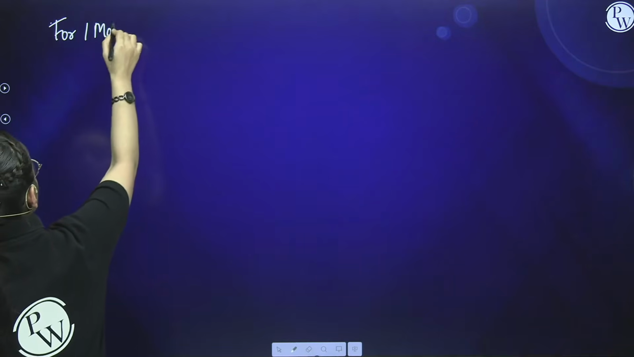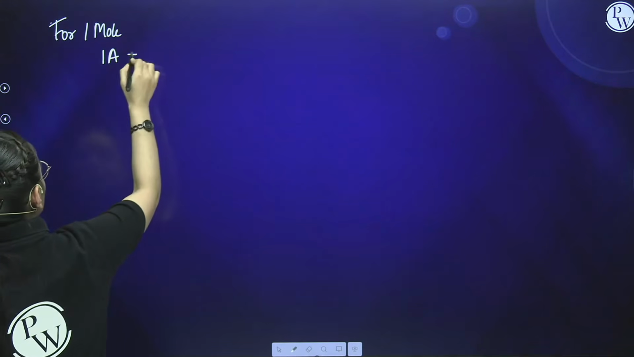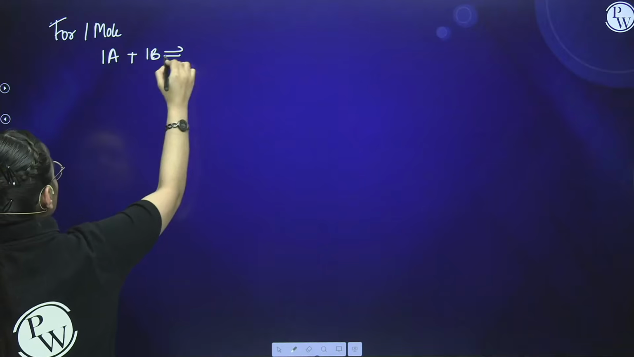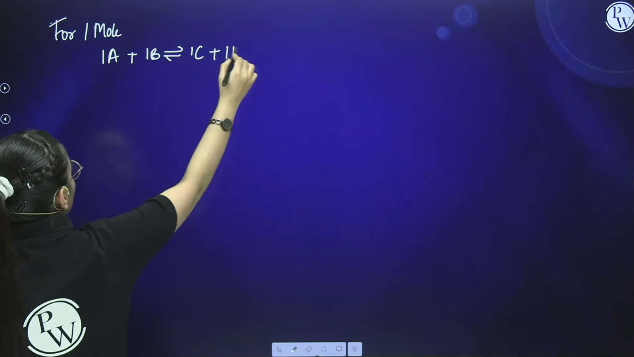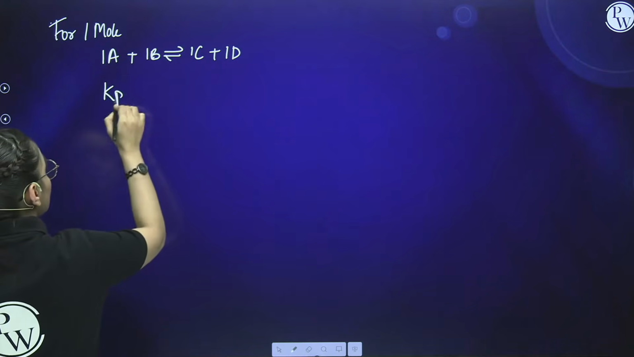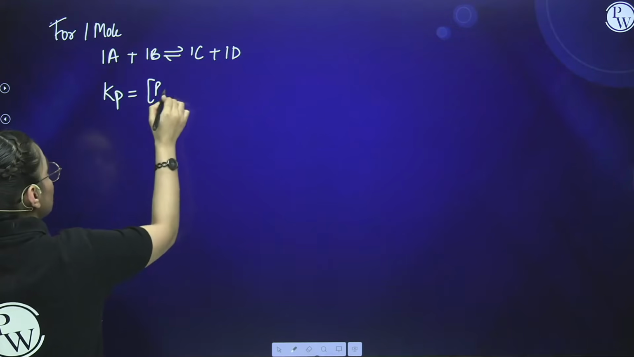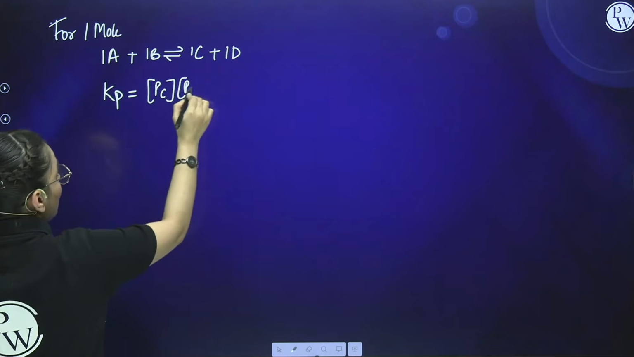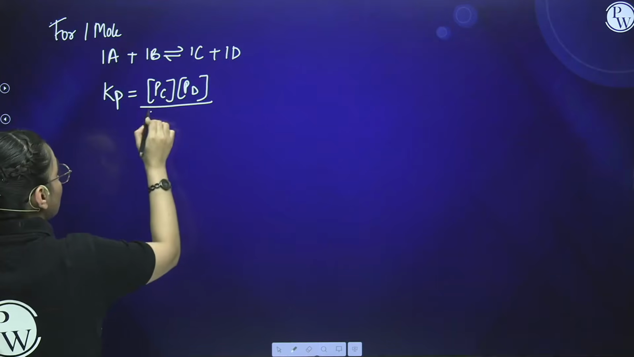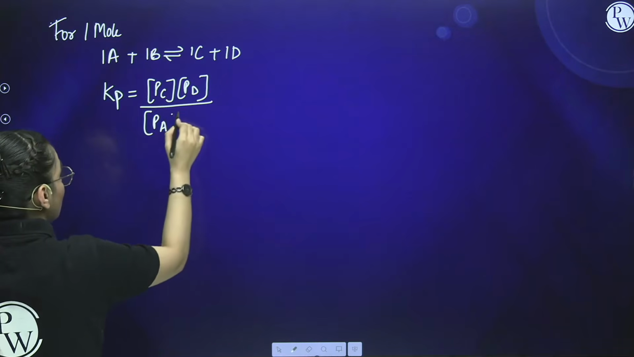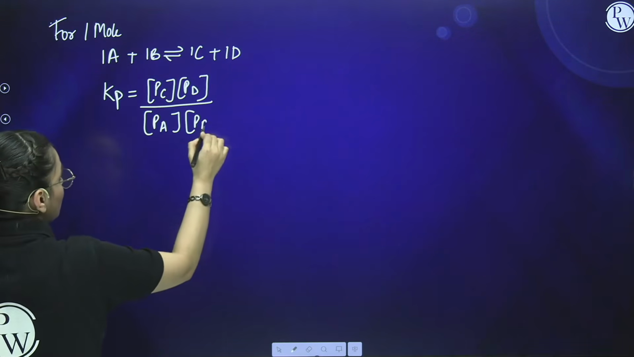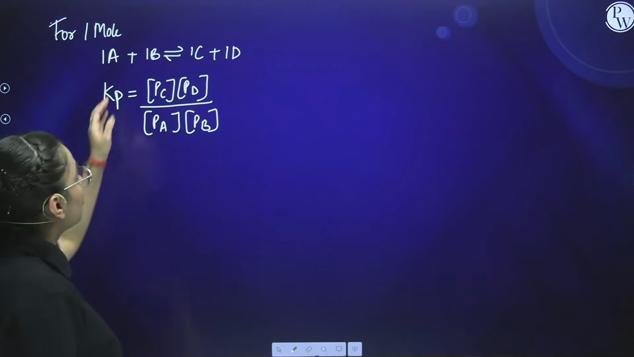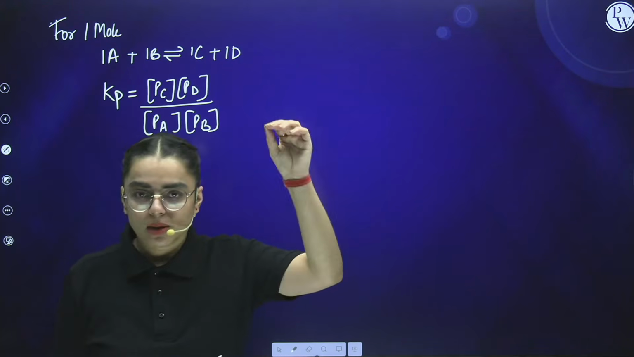For 1 mole as a coefficient, I have, for example, 1A plus 1B gives 1C plus 1D. What is Kp over here? You know that Kp will be partial pressure of C into partial pressure of D divided by partial pressure of A into partial pressure of B. Right? And all of these have 1 in front of them, so that will come in the power section.